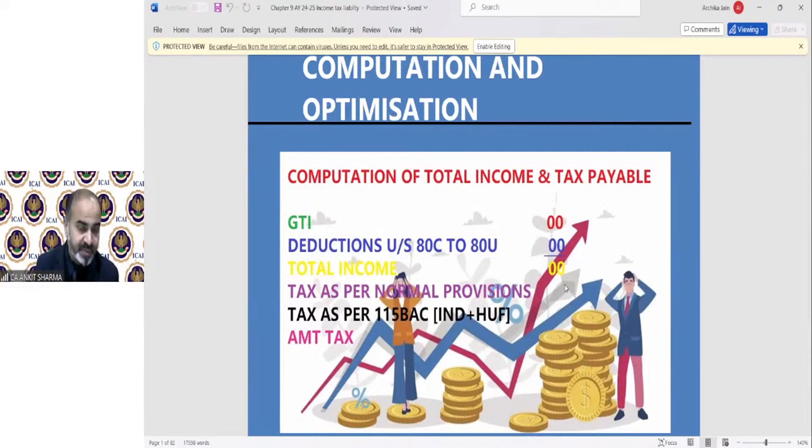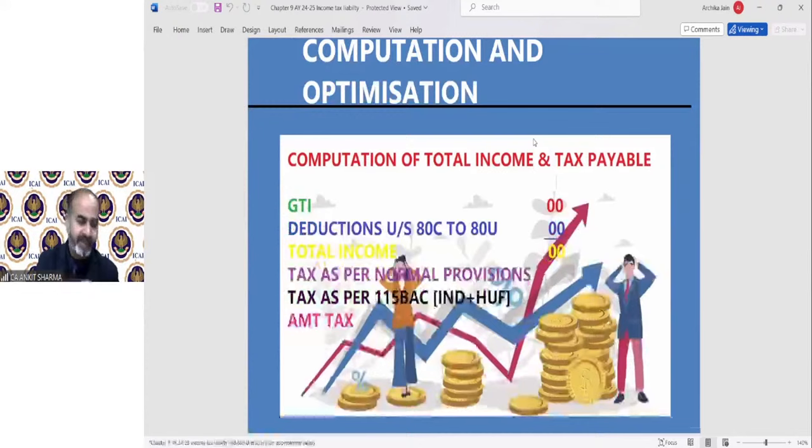What is AMT? Why is AMT? How we need to calculate AMT, etc. That we will discuss later. Do not worry. We will discuss each and everything. And now section 115BAC has been inserted again.